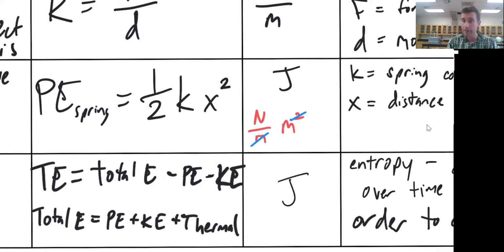So if we want to prove that it's joules, I could say spring constant is newtons per meter, and then x is in meters because it's a distance squared. So newtons per meter times meters squared. The meters cancels with the meters, and I'm left with newtons times meters, which is equal to a joule. And all energy has the unit of joules.